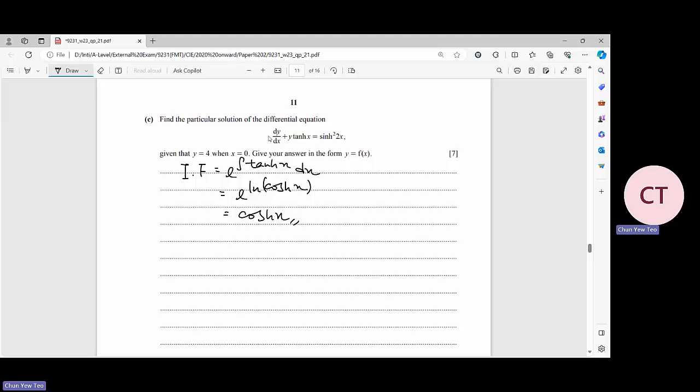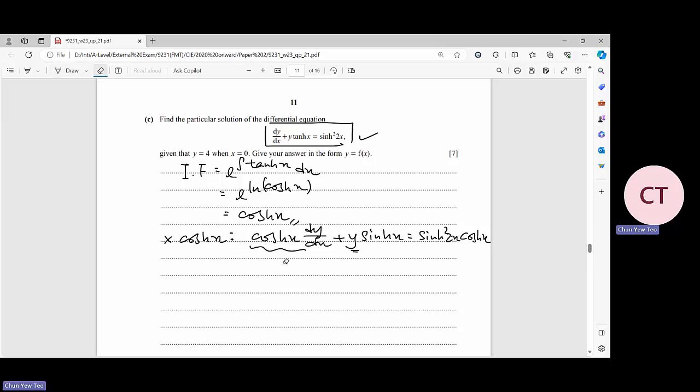Then you multiply the integrating factor into all of them here. So you multiply everyone by the integrating factor. Then you will get cos x dy/dx plus y sine x equals sine square 2x cos x. So this is the result after you multiply these equations with the integrating factor. From here, the integrating factor and the y, you can just combine them together. What I'm going to do in the next step is to integrate both sides.